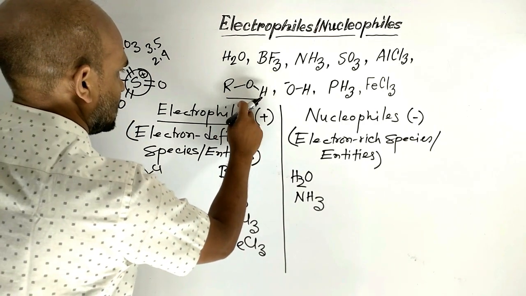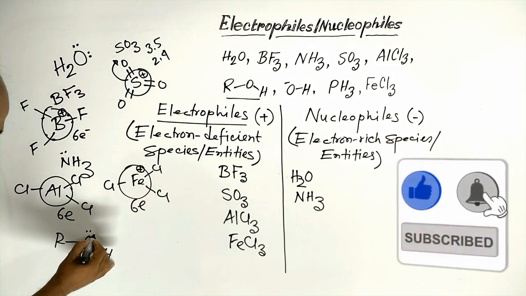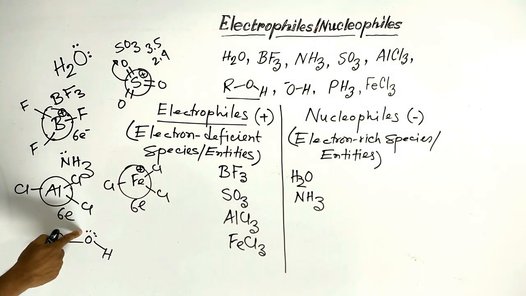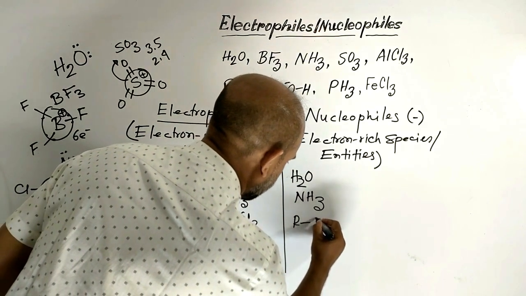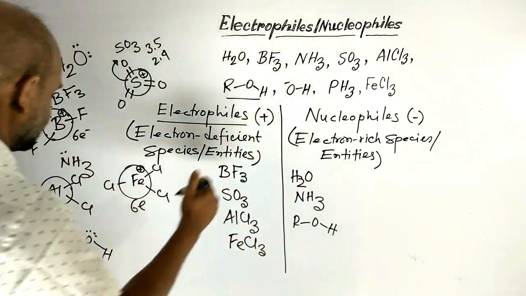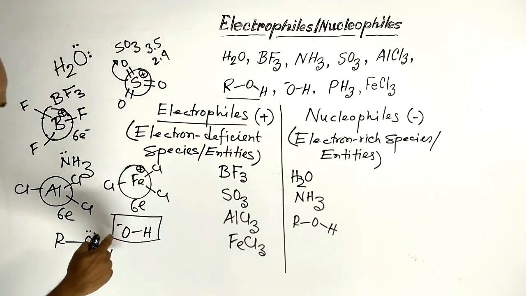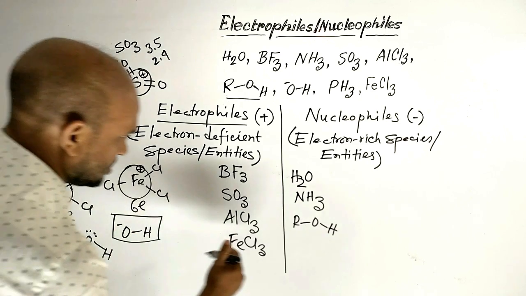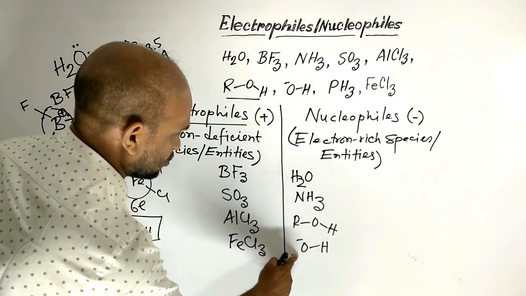Then alcohol, oxygen carries 2 free pairs of electrons. Considering this, it is an electron rich entity. So alcohol is a kind of nucleophile. Then hydroxide ion, this is definitely an electron rich species. So this is a nucleophile, specifically a negatively charged nucleophile.